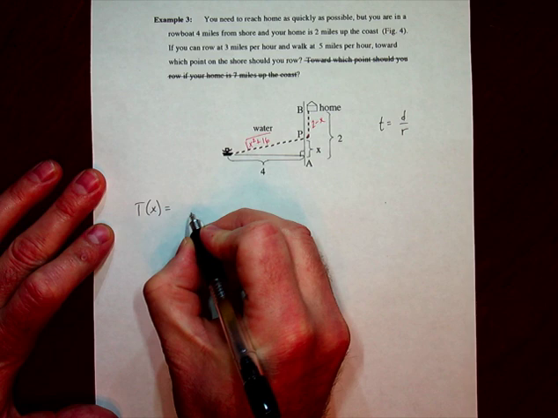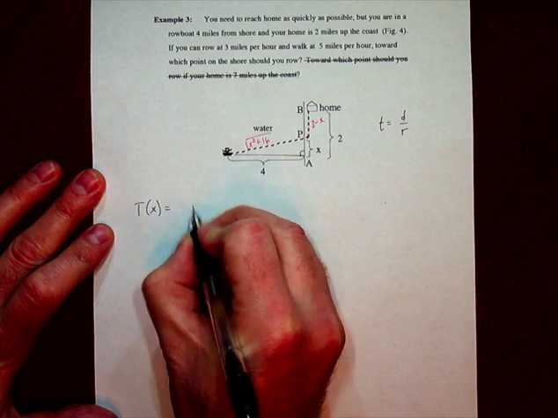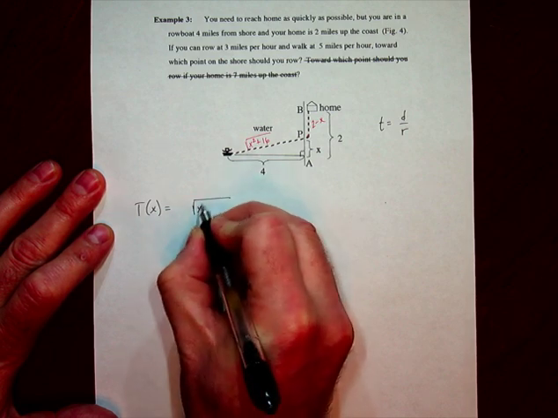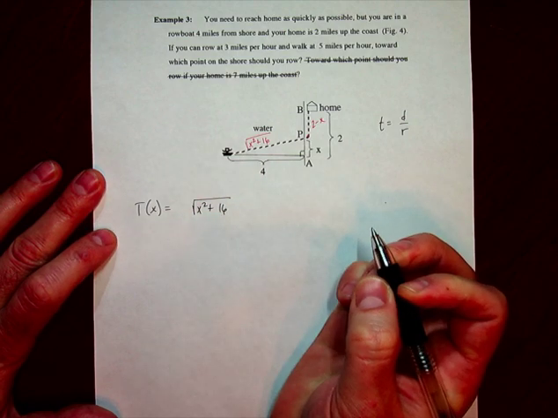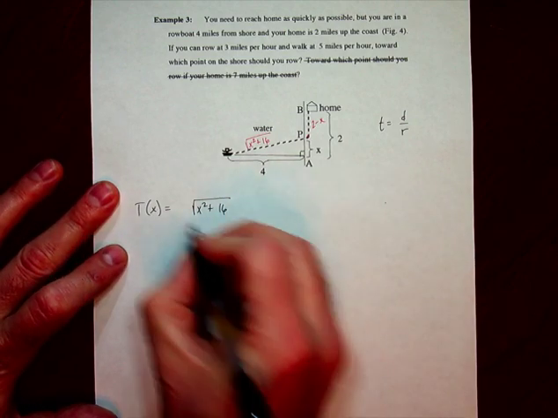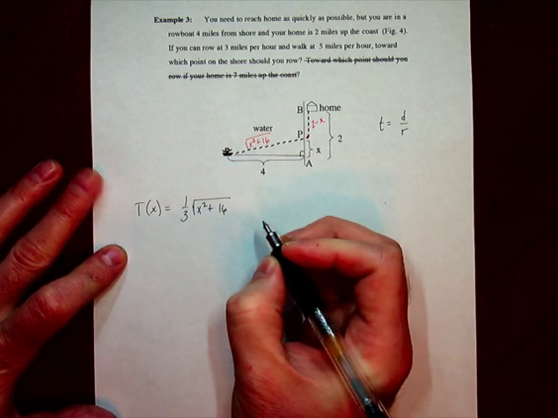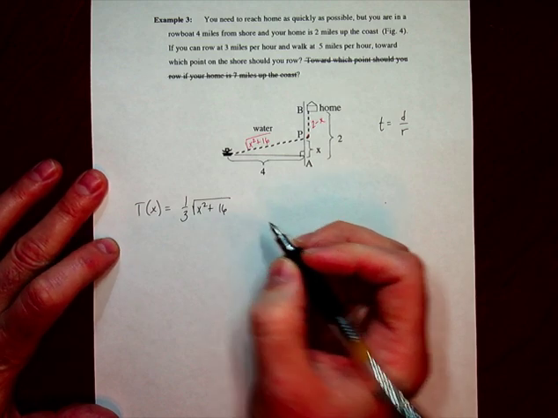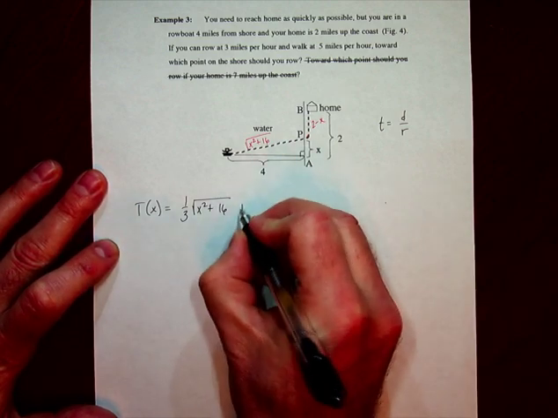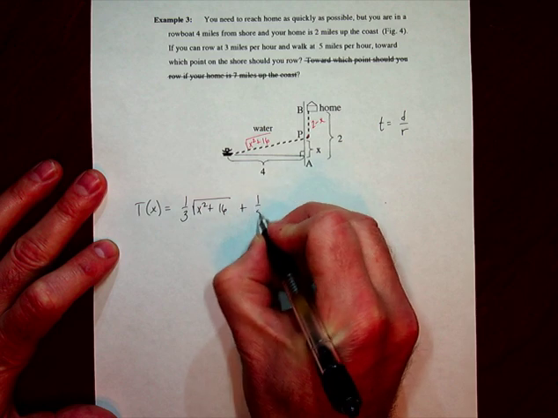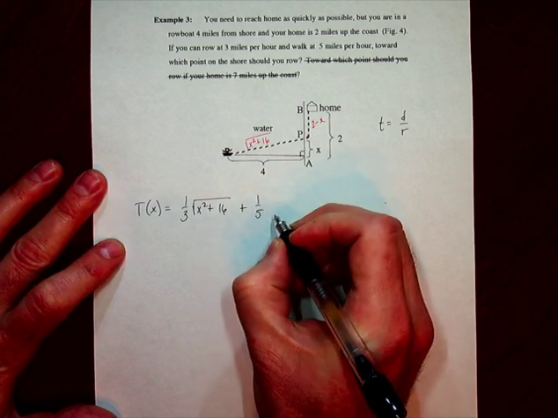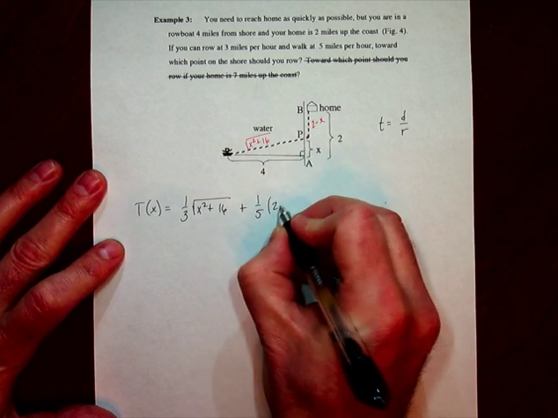Now, I know that the distance that the person rows is the square root of x squared plus 16. The rate at which the rowing occurs is 3, so we divide by 3 or multiply by 1/3. Then it's going to be 1/5, that's the rate at which the person walks, times 2 minus x.